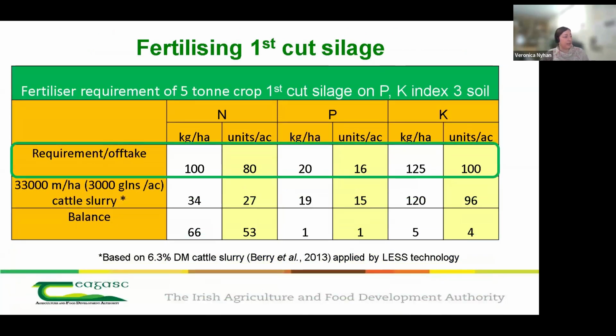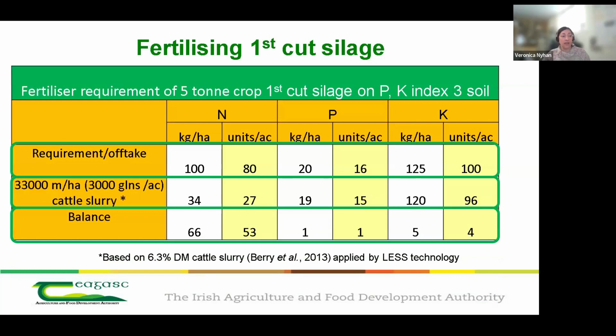You can see there that the offtake for a production of a 5-ton crop of first cut silage and a K index 3 soil is approximately 80 units of nitrogen, 16 of phosphorus, and 100 of potassium. And 3,000 gallons, as I mentioned earlier, contains 27 units of nitrogen, 15 units per acre of phosphorus, and 96 of potassium, leaving a balance of, we're pretty much taking care of our P needs and our K needs, and we have reduced our nitrogen down to a balance of just 53 units. So it works really well in the silage system.